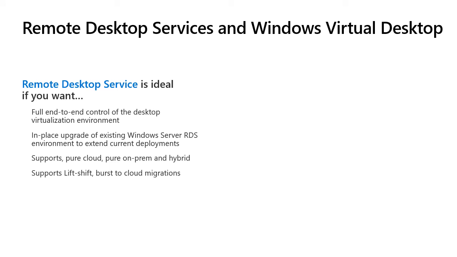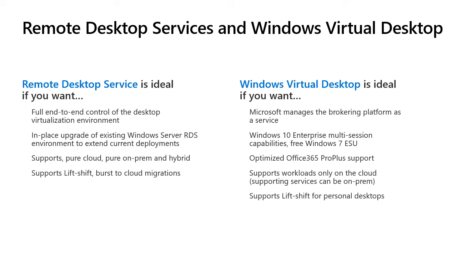So Remote Desktop is ideal if you want full end-to-end control of the desktop virtualization environment. In-place upgrade of existing Windows Server RDS. Supports pure cloud, pure on-prem or hybrid, and supports lift and shift burst into cloud migration. Windows Virtual Desktop is ideal if you want Microsoft managing the brokering platform as a service. Now, what's the difference between the left side and the right side?